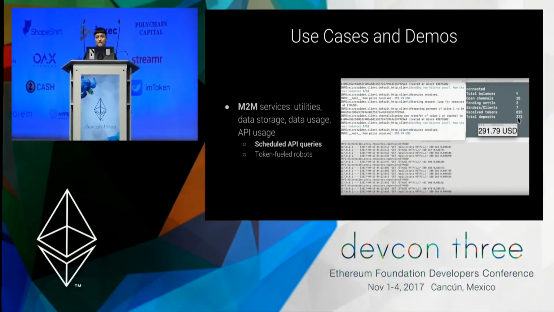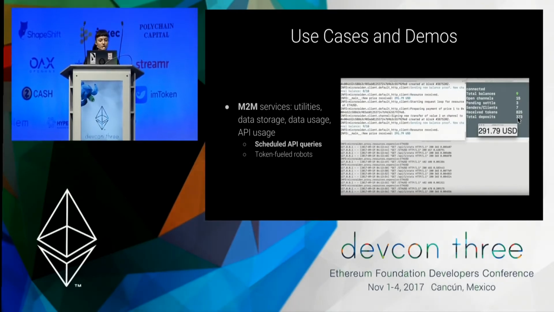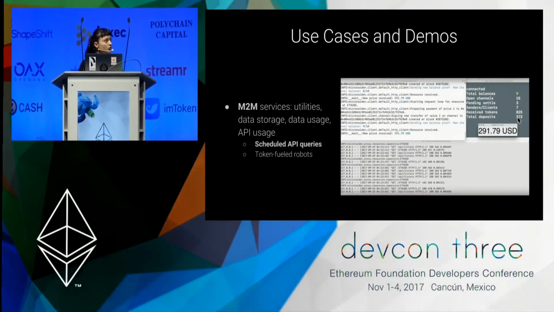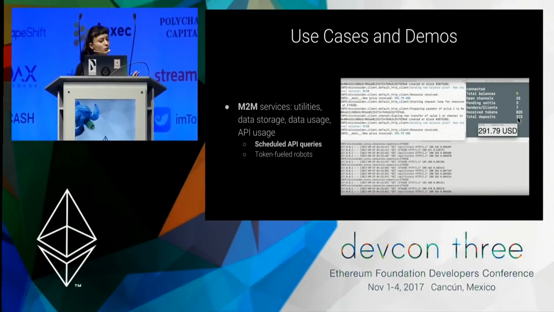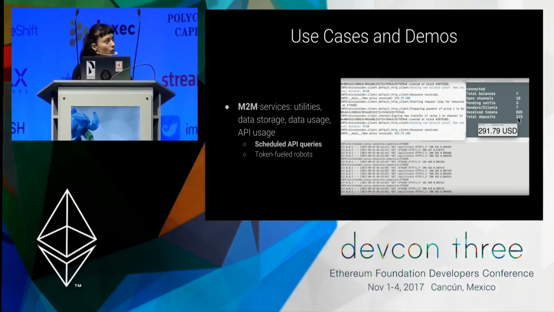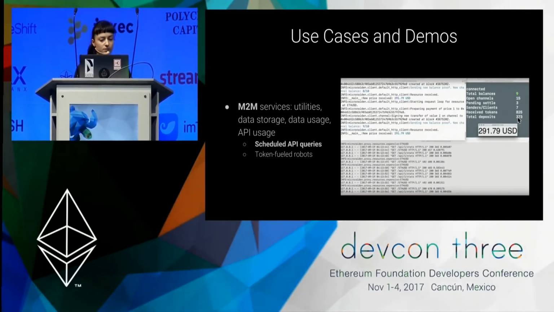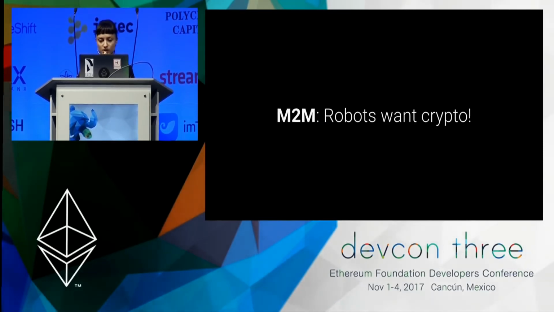But the most interesting use case is the machine-to-machine micropayments that you can do. So basically, if you have an API that you want to monetize, you can use MicroRaiden. From utilities to data storage to scheduled API queries, and we already have a machine-to-machine demo where we query the price of Ether in US dollars each second. And you can see the entire life cycle of a channel, from opening to depositing new tokens to closing it, and also see the off-chain micropayments, how they are created and received.